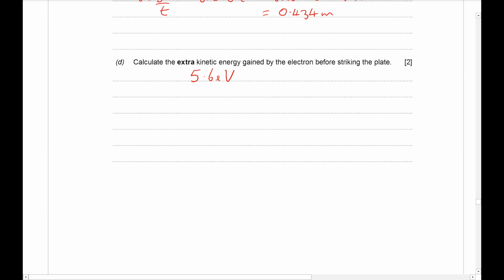Note that the question doesn't ask for an answer in joules. If it did, we can multiply that by 1.6 times 10 to the minus 19.